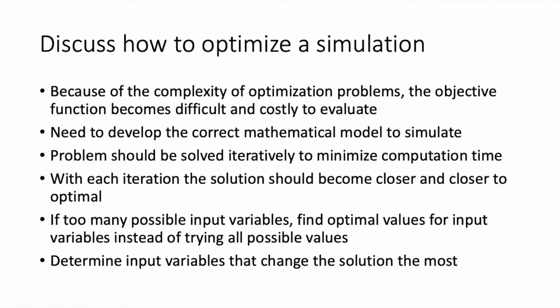Because of the complexity of optimization problems, the objective function becomes difficult and costly to evaluate. Therefore, you need to develop the correct mathematical model to simulate. The problem should be solved iteratively to minimize computation time. With each iteration, the solution should become closer and closer to optimal. If there are too many possible input variables, find optimal values for input variables instead of trying all possible values. Then determine the input variables that change the solution the most.